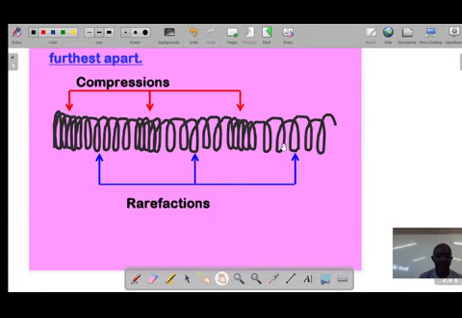Let me explain this again. From here up to here, you see the particles are farthest apart. So this is a rarefaction. Also, from here up to here, the particles are farthest apart. It's also called a rarefaction region. Another one is also here. From here up to here, it's also a rarefaction region. Let us proceed, guys.